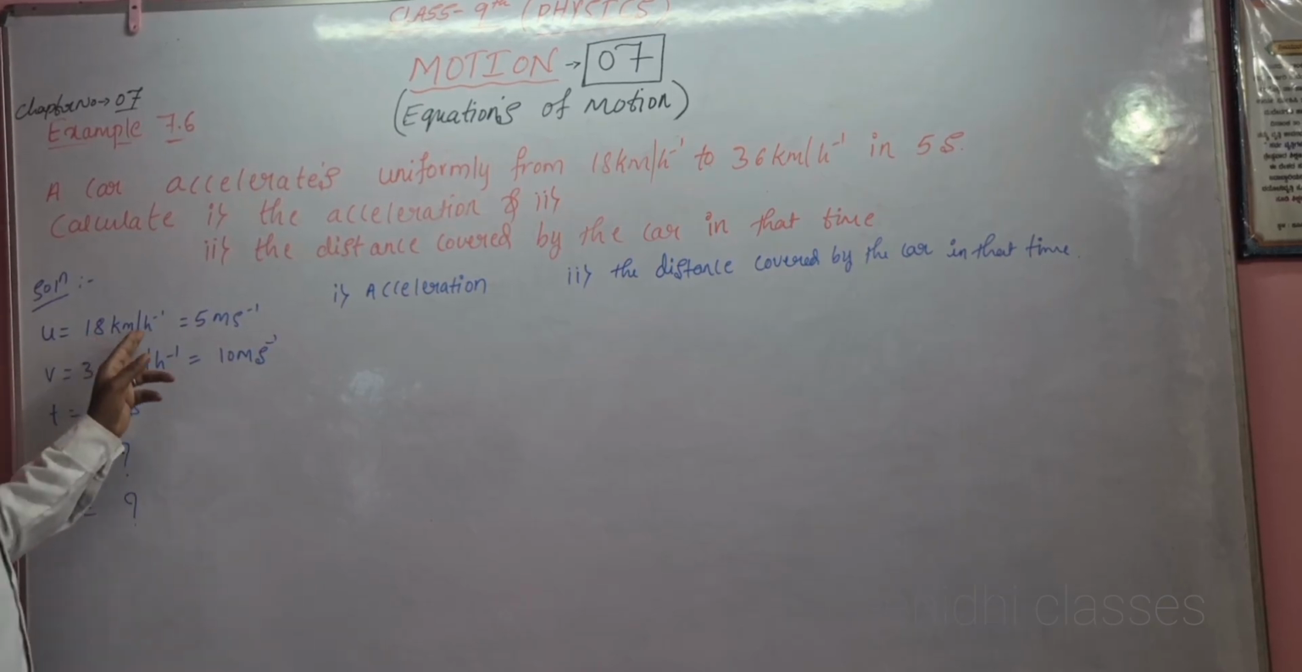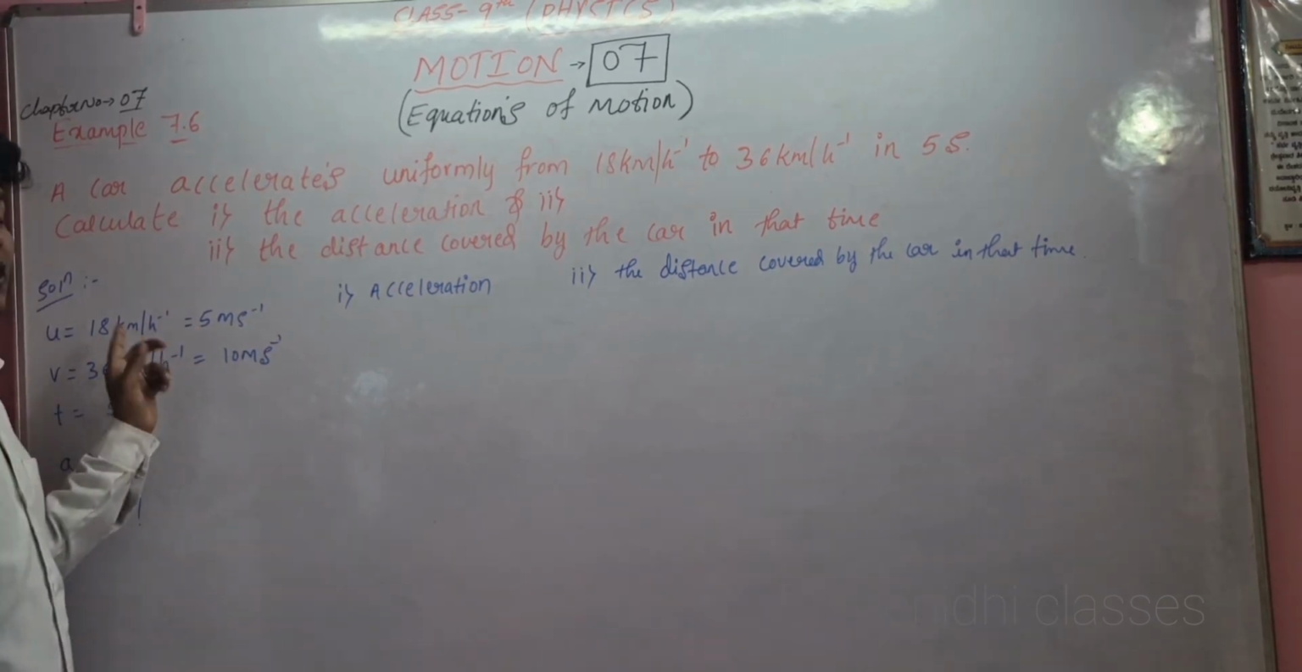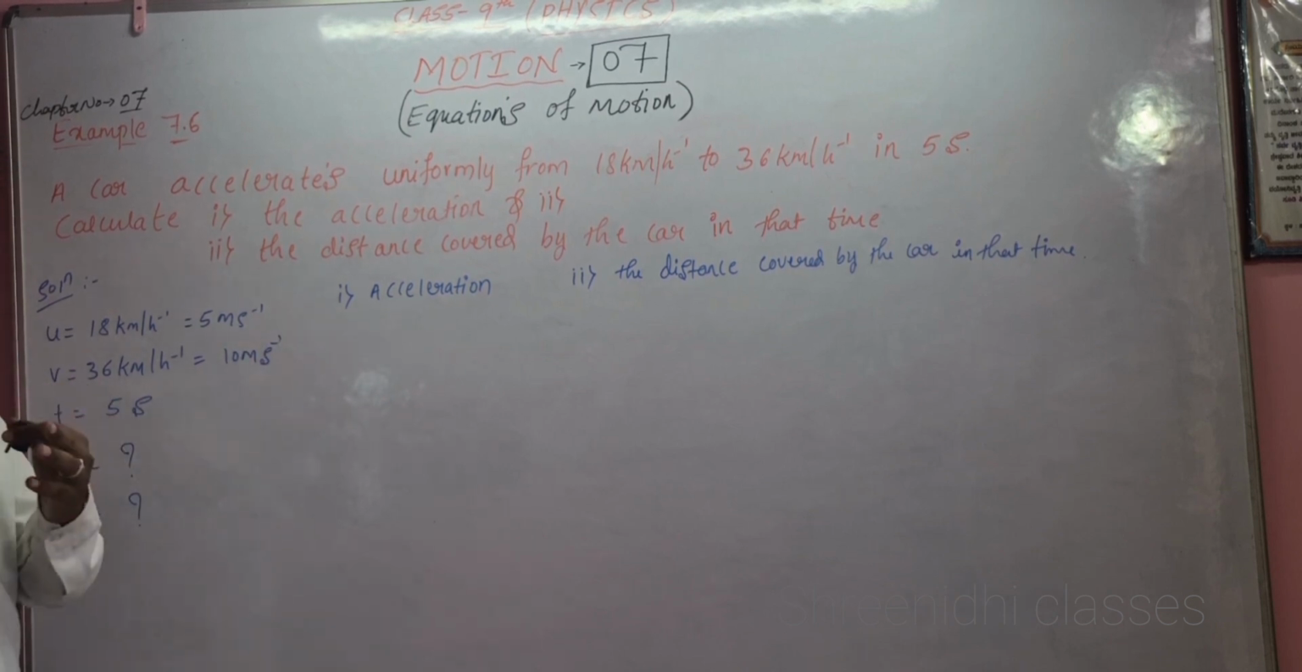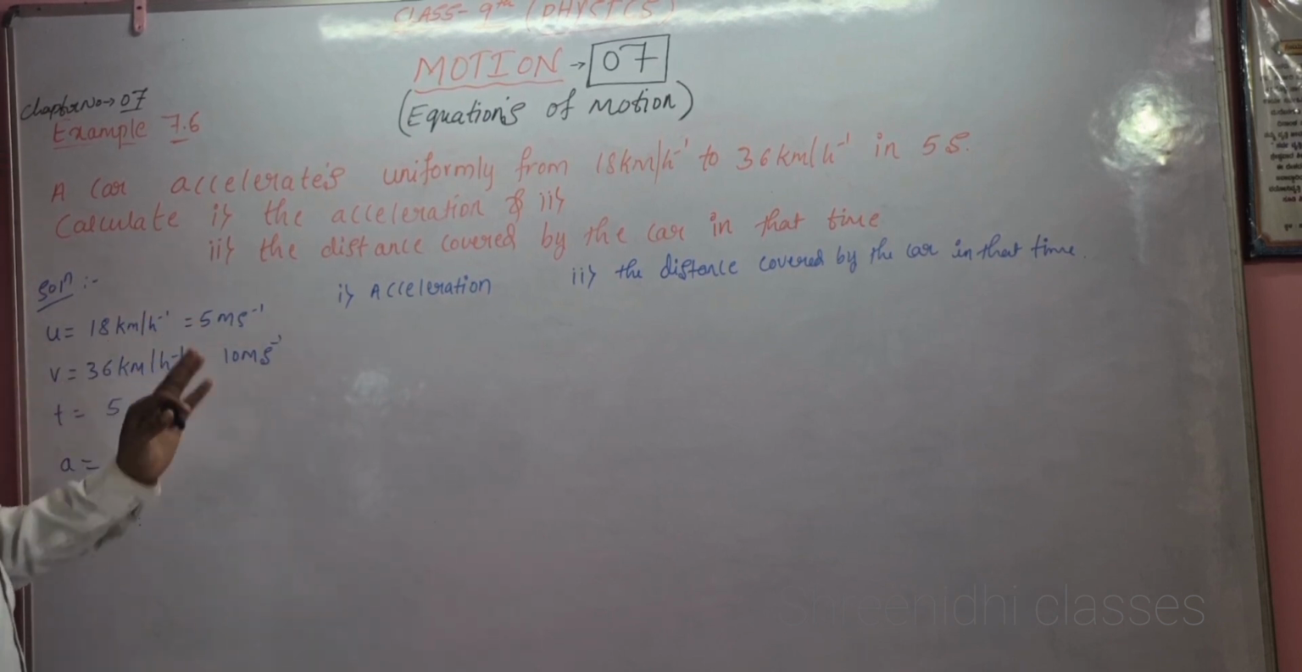So 18 kilometer per hour, we have to convert it into meter per second. We have done this already and you know about that, but we will take it as a quick revision.